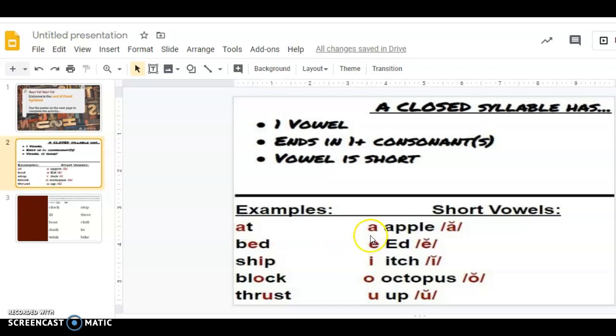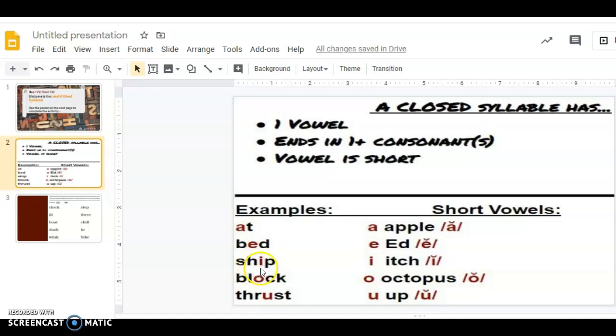For A, it would be apple, a. An example of a closed syllable using short a is at. That a is closed in by one or more consonants. The vowel is short. There's only one vowel in the word. Same thing with bed. There is one vowel. It is closed in by one or more consonants at the end of the word, and the vowel is short.